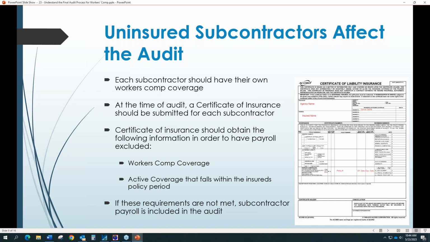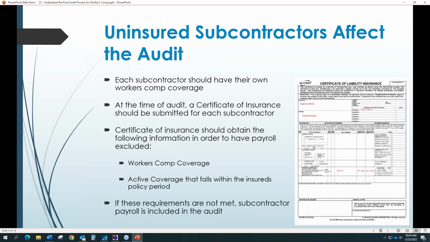I have an example on the right of the slide. This is kind of what it looks like. It would have the agency name, the insured's name, and that last box, the workers' comp, that's where you would fill in the subcontractor's policy information with the number and the effective dates. The certificate of insurance, in order for it to be accepted by the carrier, must show that they have their own work comp coverage with the carrier and that their coverage falls in line with the insured's policy period.